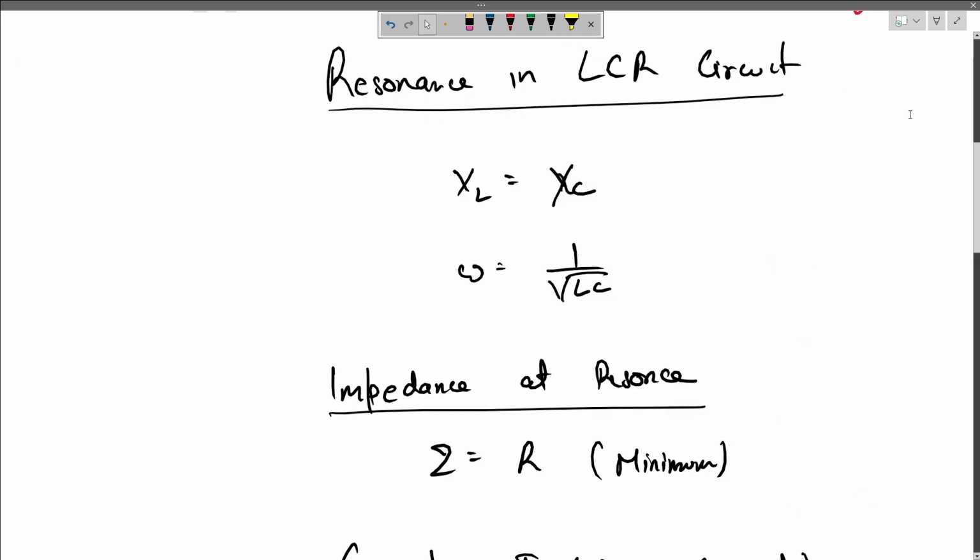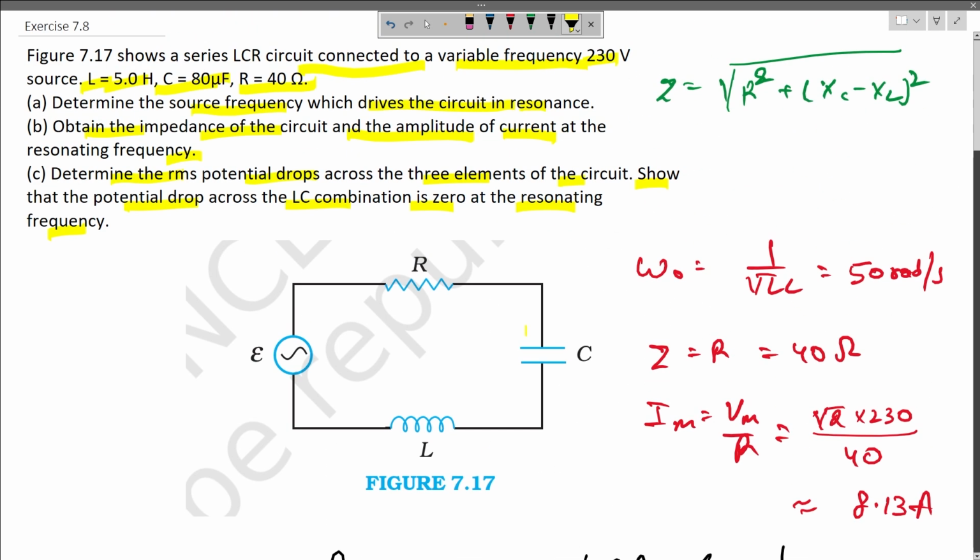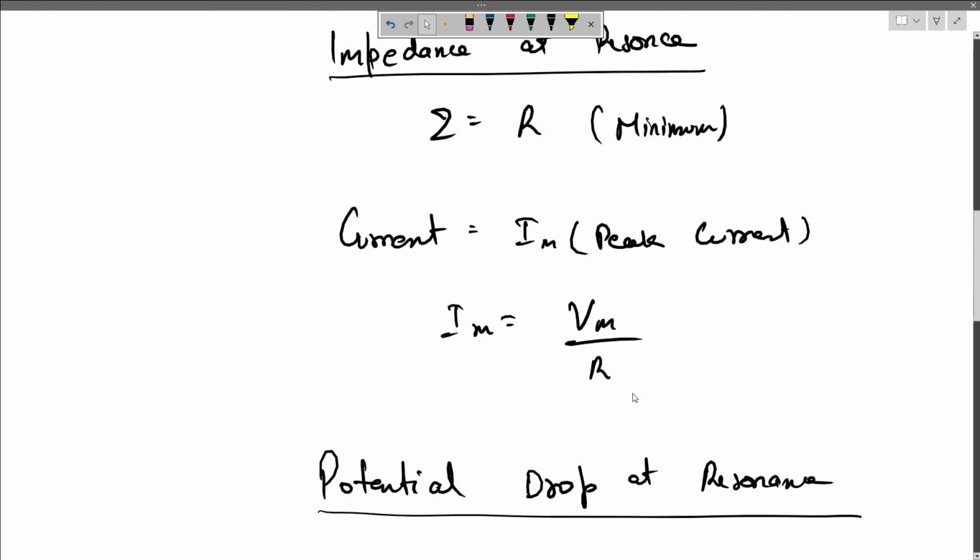And at resonance, the inductive reactance is equal to the capacitive reactance, and upon rearrangement for omega, the angular frequency, we get omega equals 1 by under root of the inductance multiplied by capacitance. And at resonance, the impedance is equal to R, because we know the formula for impedance is under root R square plus capacitive reactance minus inductive reactance whole squared. Now at resonance XC equals XL, so this quantity becomes 0, and Z equals R. So at resonance, the impedance is equal to R.